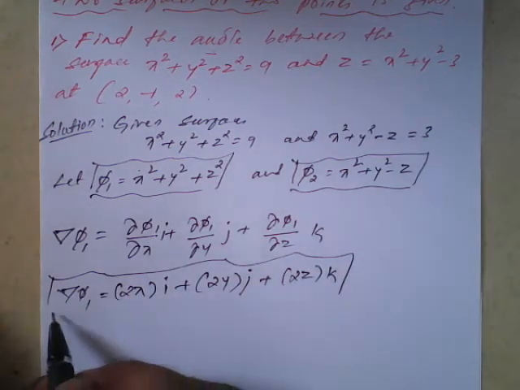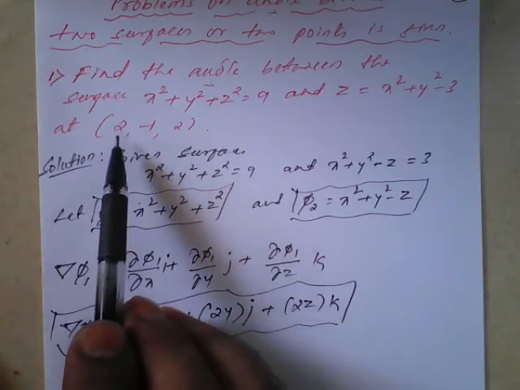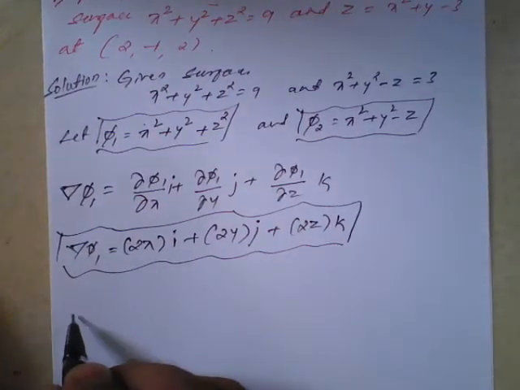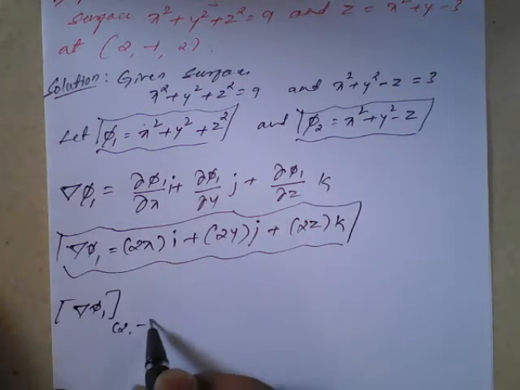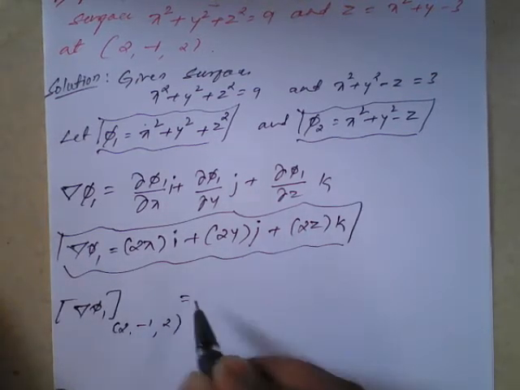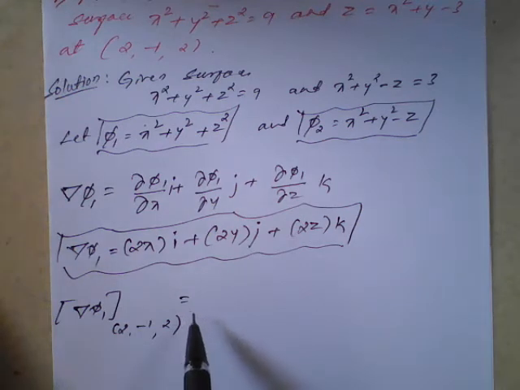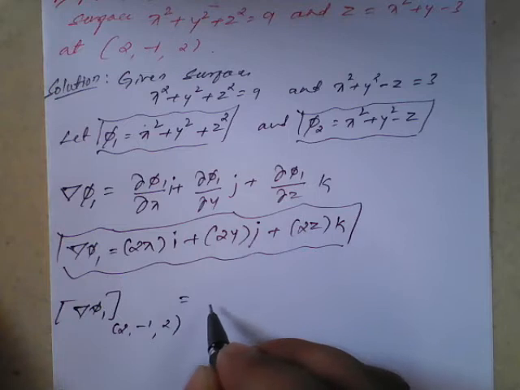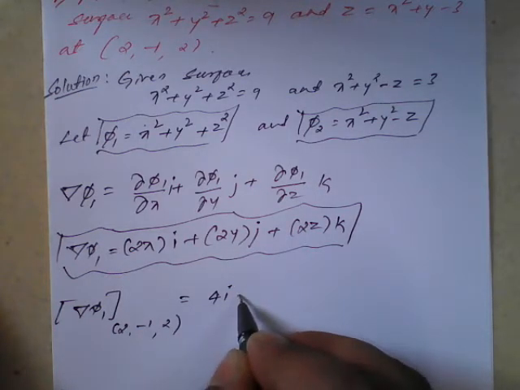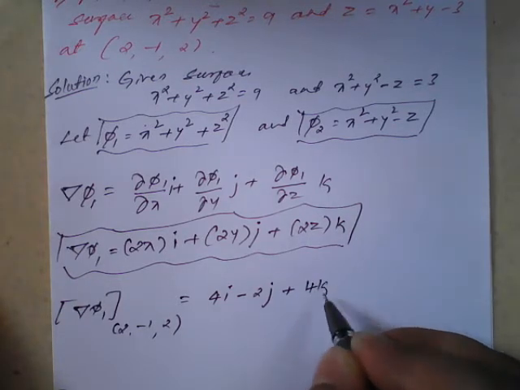Immediately we need to apply the point. The point they have given is 2, -1, 2. So del of phi 1 at the point 2, -1, 2: apply x is equal to 2, y is equal to -1, and z is equal to 2, and we get the value as 4i minus 2j plus 4k.